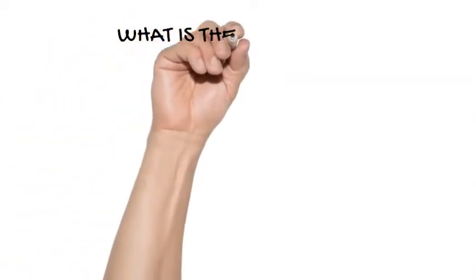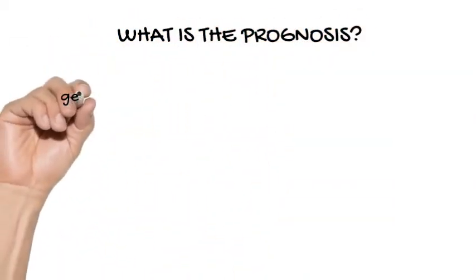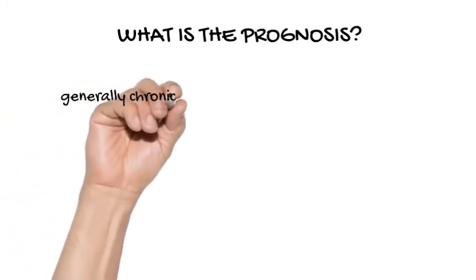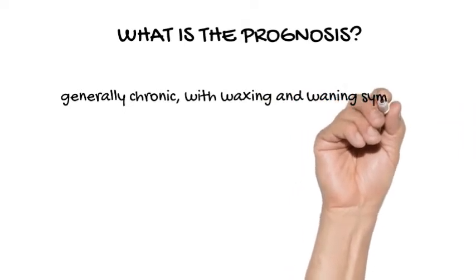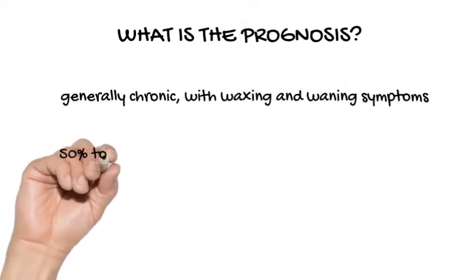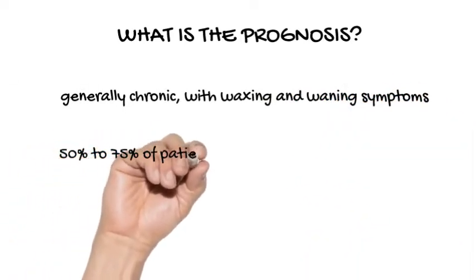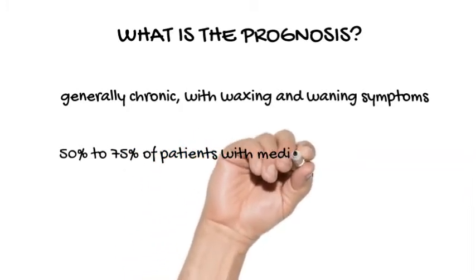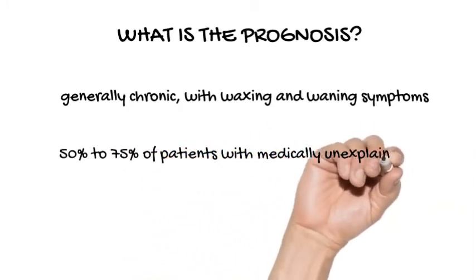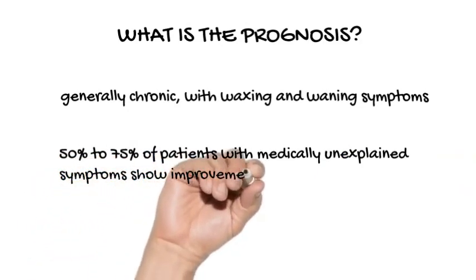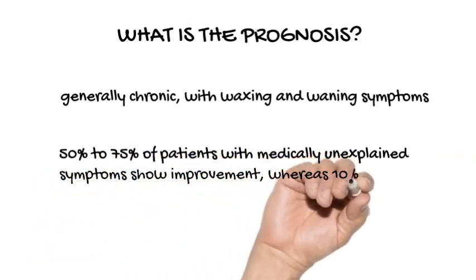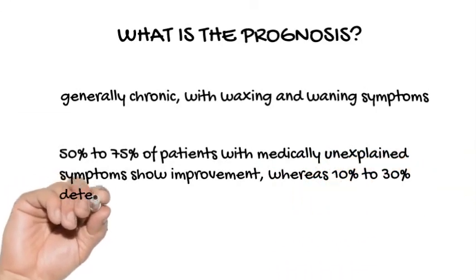What is the prognosis? Somatic symptom disorders are generally chronic, with waxing and waning symptoms. The natural history of the disorders suggests that approximately 50% to 75% of patients with medically unexplained symptoms show improvement, whereas 10% to 30% deteriorate. Better prognostic indicators include having fewer physical symptoms and better functioning at baseline.